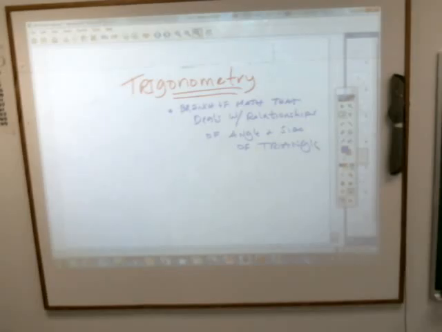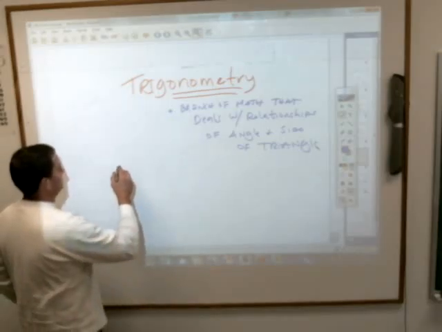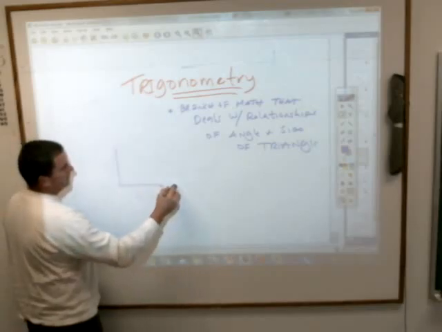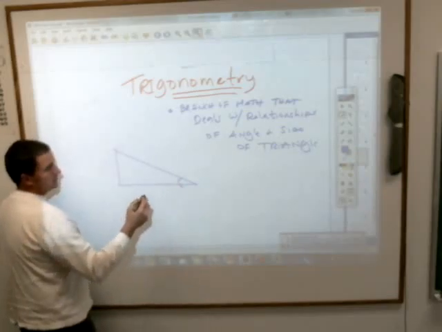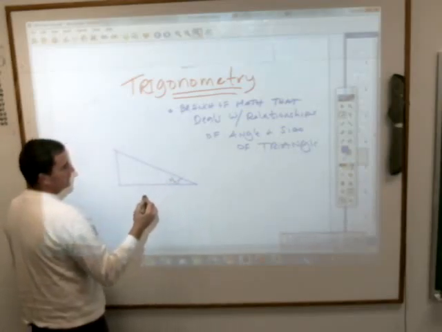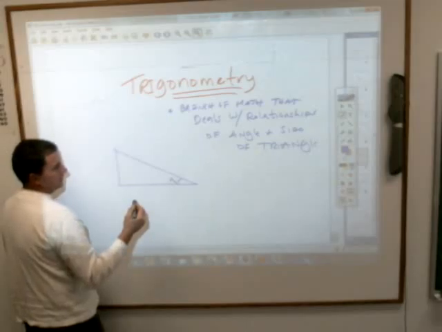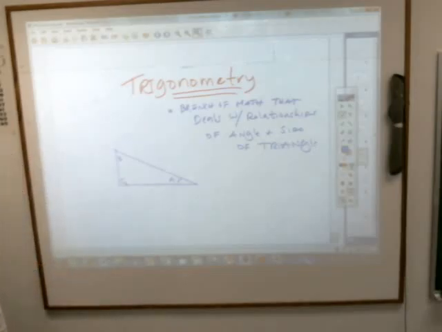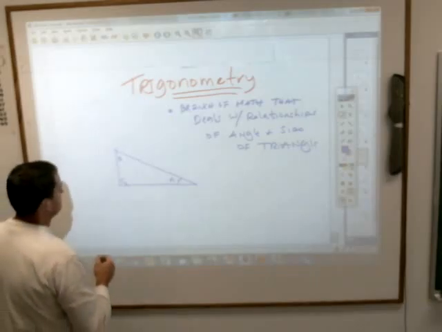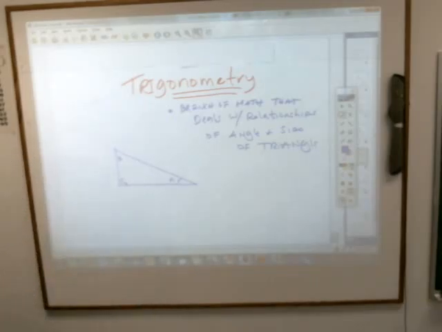Now, it doesn't say right triangles. Does it say right triangles? But I do believe we talk about this right here. Draw this little triangle here, make it a right triangle. Let's say this is angle A, angle B, angle C. Wait, I gotta make sure I label this too. Okay.